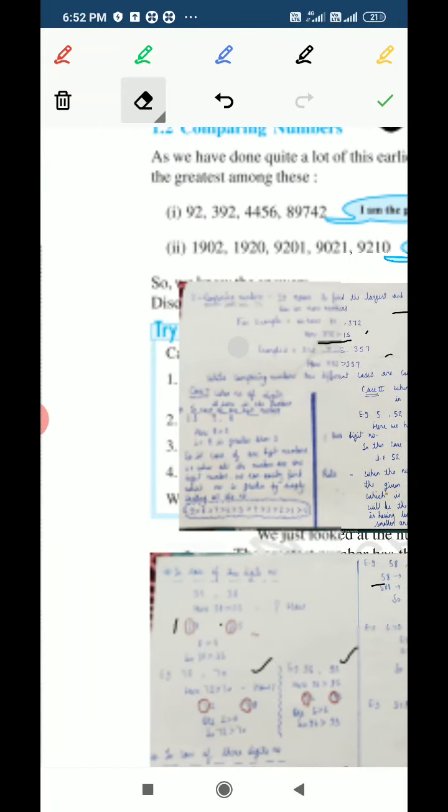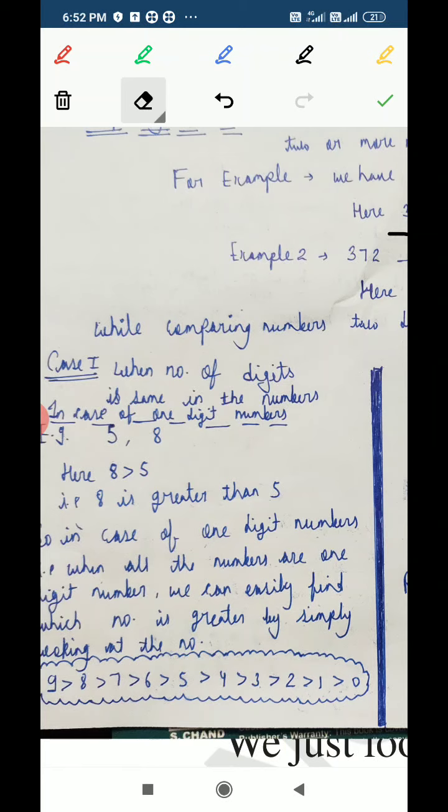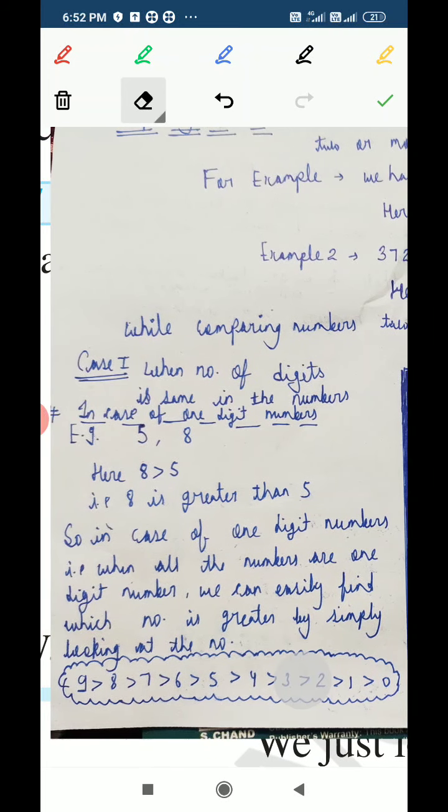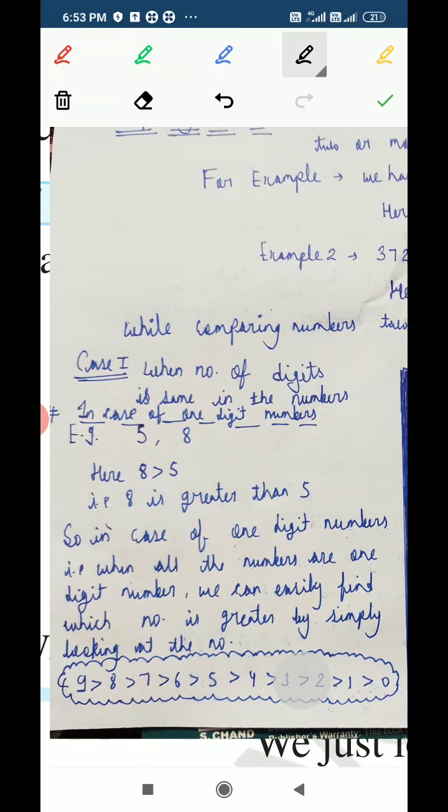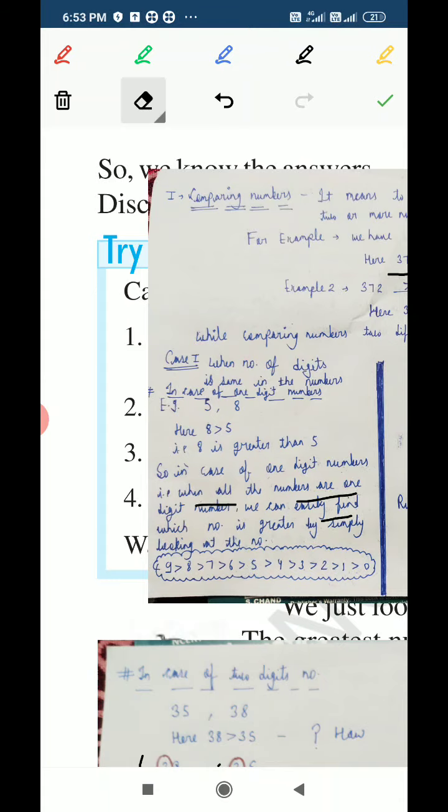In case 1, when the number of digits is the same in the given numbers, we will take the first example when we are having one-digit numbers. Let's suppose we have two numbers, both are one digit, 5 and 8. We can easily say that 8 is greater than 5. So, in case of one-digit numbers, when all the numbers are one digit, we can easily find which number is greater by simply looking at the numbers. It's very easy for us. Now, let's take another example.